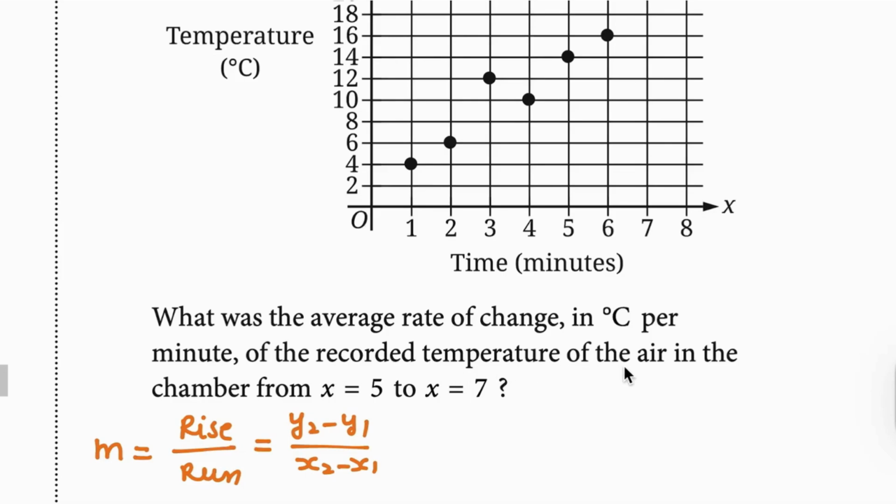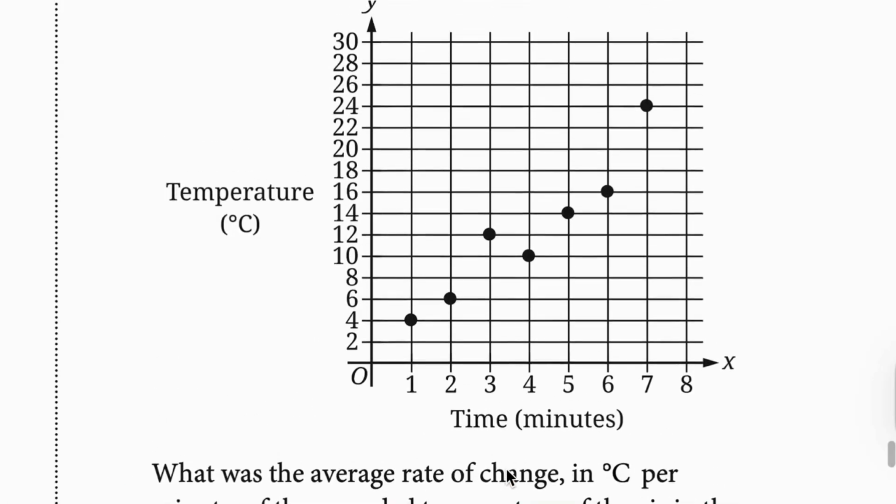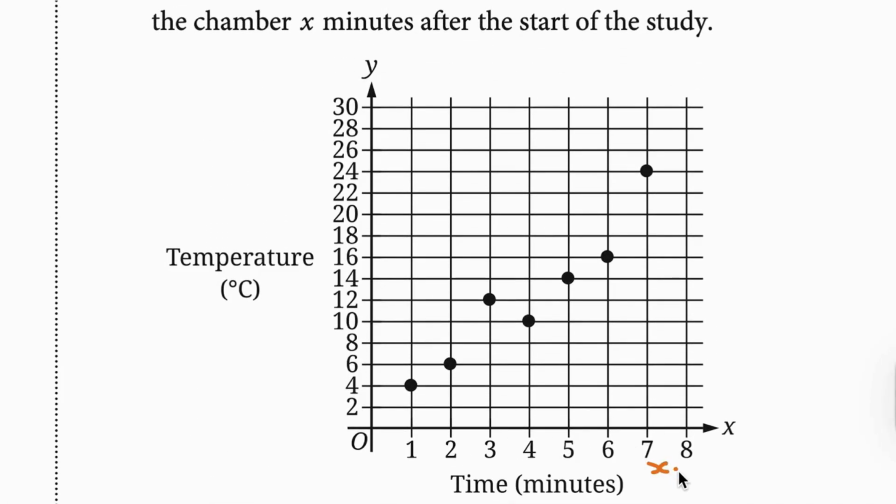Of the recorded temperature of the air in the chamber from x equal to 5 to x equal to 7. So x2 minus x1 is given. Let's say this is x1 and this is x2, and that is 7 minus 5. Let's go to the graph. So this 7 is x2. When x2 is 7, y2 is 24. So 7 and 24 are the coordinates. 5 goes with 14. So 5 and 14 are the coordinates. So 5 is x1 and this is y1. This is x2 and this is y2.